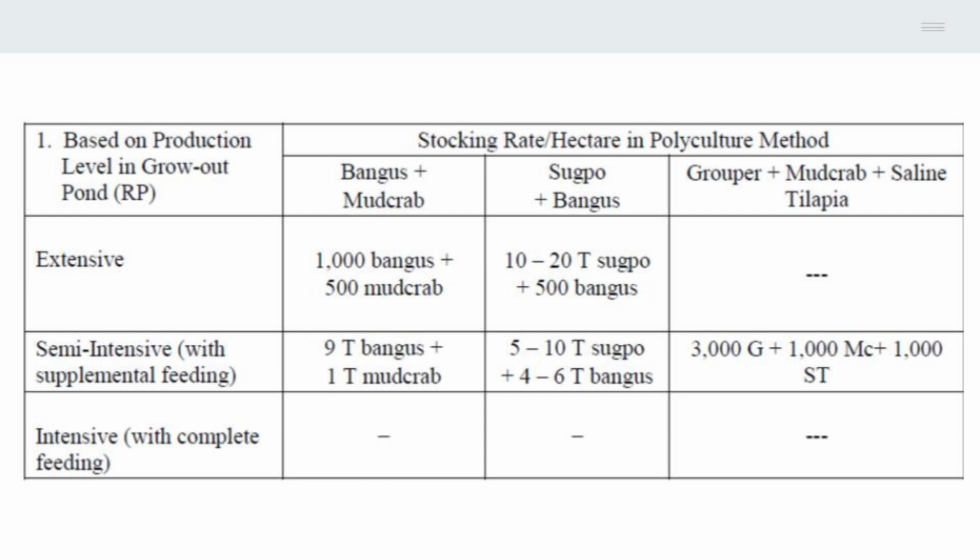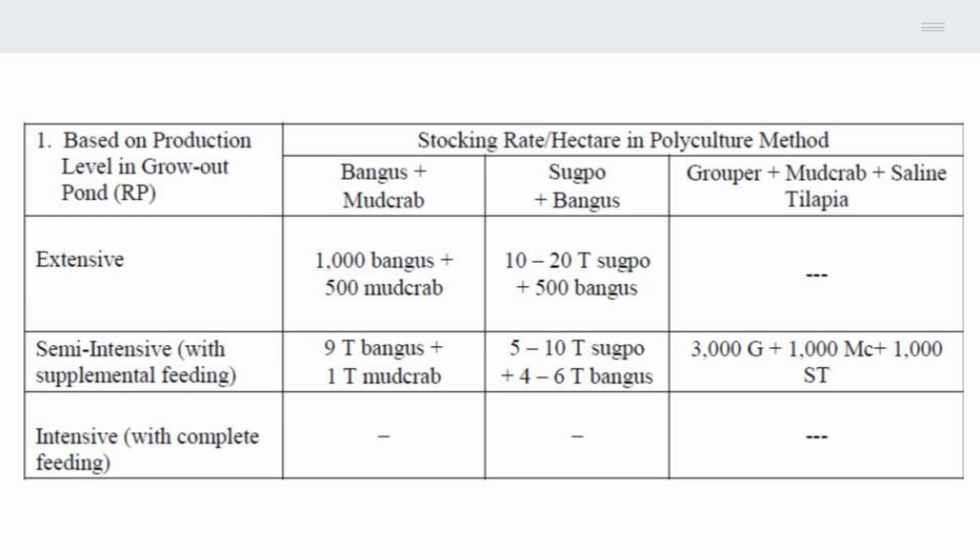Next is the semi-intensive polyculture. It uses supplemental feeding for increased production. In semi-intensive systems, stocking densities increase and supplemental feeding is provided to ensure optimal growth. The bangus and mud crab. In this setup, 9,000 bangus are stocked with 1,000 mud crabs per hectare. Some natural food is still utilized, but supplemental feeding ensures better growth rates.